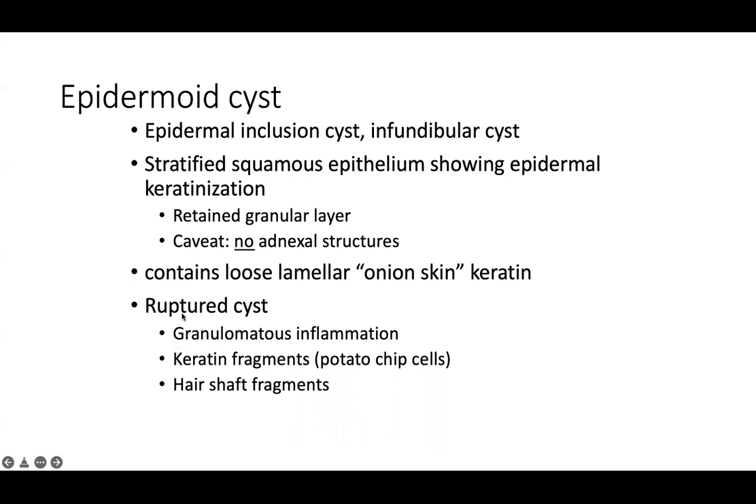Clinically, we often see, and histologically, we will get ruptured cysts. So you can see granulomatous inflammation surrounding it, fragments of keratin that appear as potato chip cells, as they're called, or they almost look like flakes of cereal. They've got these clear areas with linear keratin fragments, which you will see a lot associated with that granulomatous inflammation. And you may see some hair shaft fragments as well.